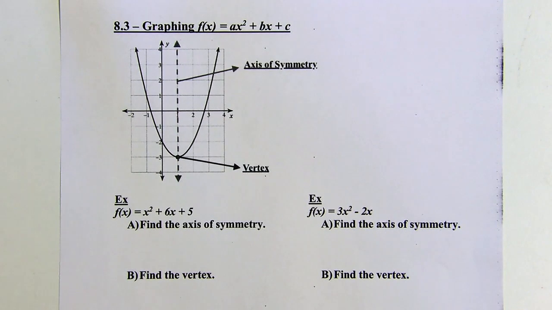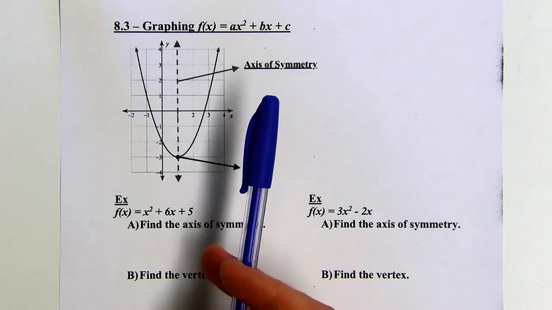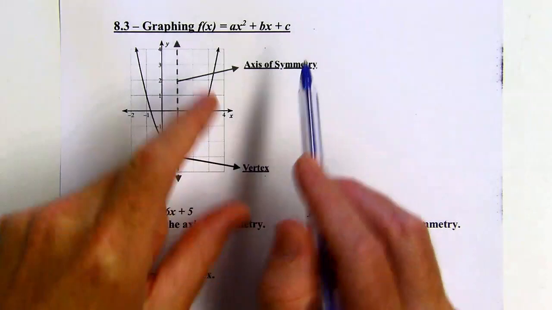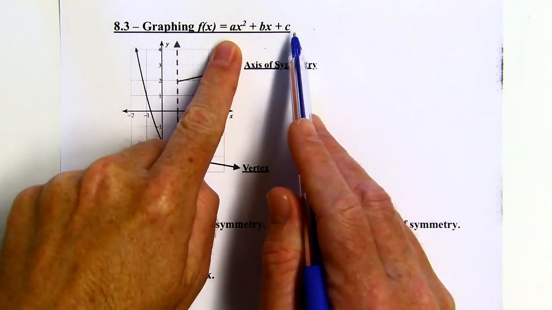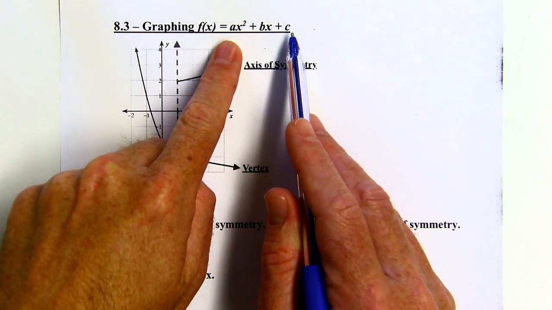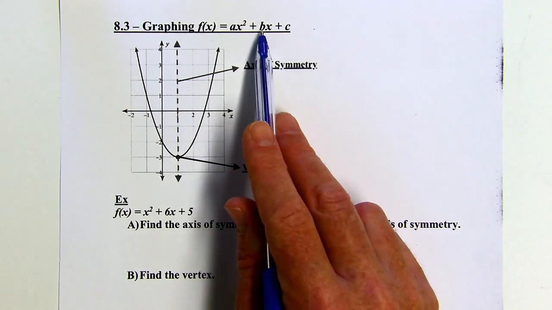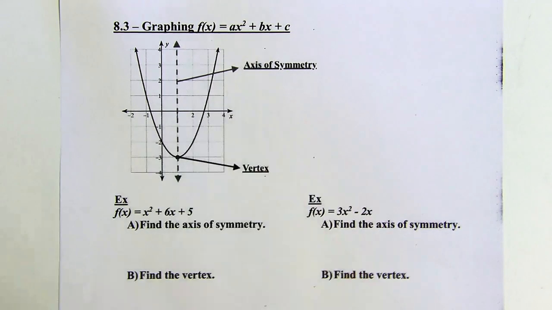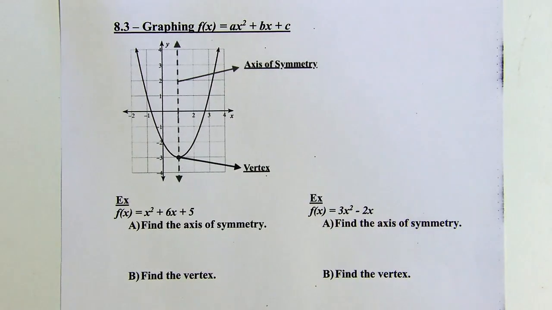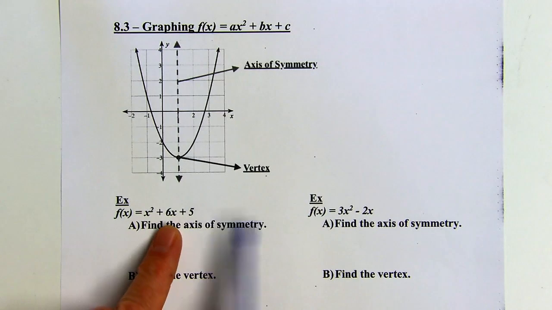8.3, graphing f of x equals ax squared plus bx plus c. So we've dealt with the a and the c in the previous two sections, 8.1 and 8.2, but we haven't seen what happens yet when we have a coefficient in front of the b. Like we do in both of these problems.